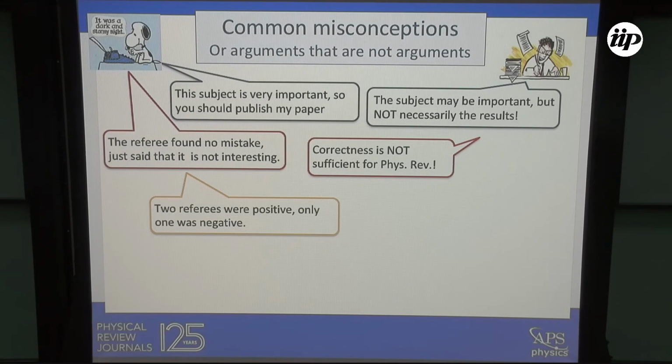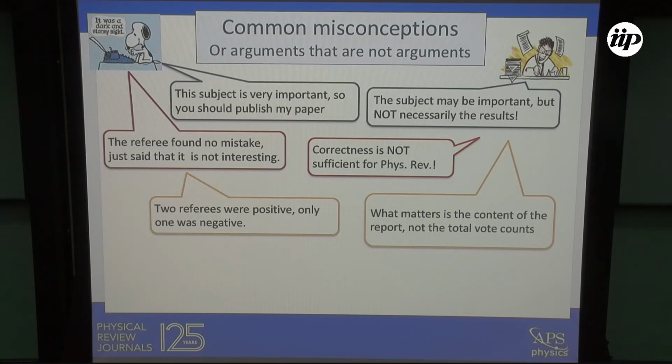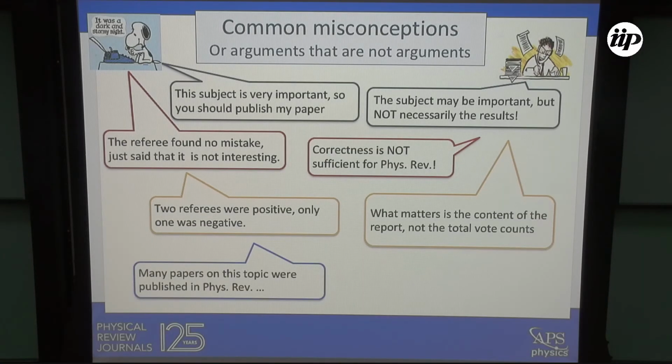Two referees were positive, only one was negative. Doesn't matter, it's what the referees say that counts. And we don't count votes. This is not about voting. This is not a democracy. And many papers were published in this topic in PhysRev, well, maybe it's enough already. If there is more, then you need to tell us why, if there are so many papers already, why should we publish another one? What is so much better in this one than the 10 others that have come before you?